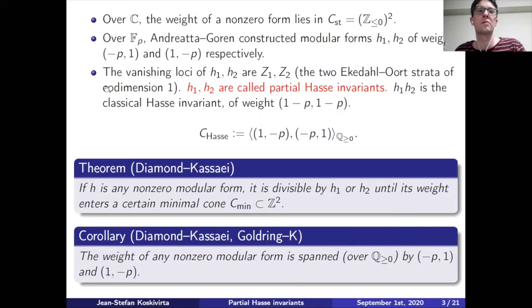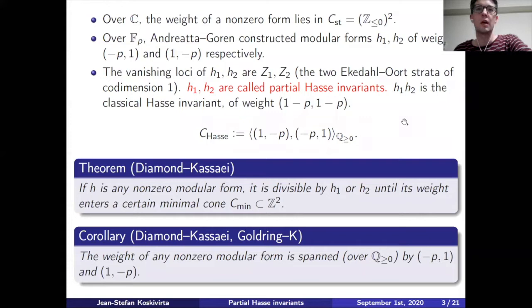If you look at the vanishing loci of H1 and H2, let's call them Z1 and Z2. These are the two equidimensional Oort strata of codimension 1 in the Shimura variety. And that's why H1 and H2 are called partial Hasse invariants. Because if you take the product of these two forms, you get the classical Hasse invariant, which has weight (1 minus p, 1 minus p). Let's define the Hasse cone as the cone generated by (1 minus p, minus p1) over the non-negative rationals.